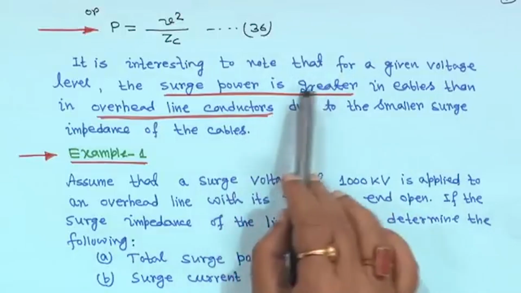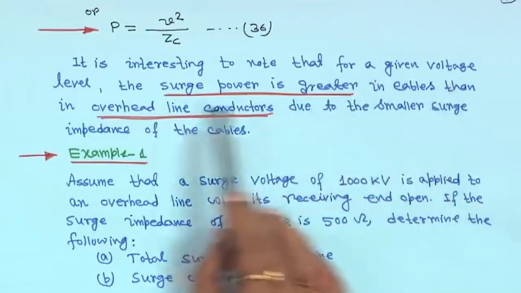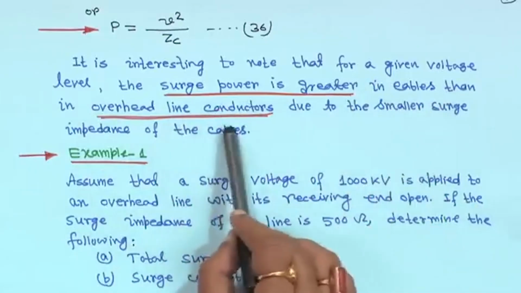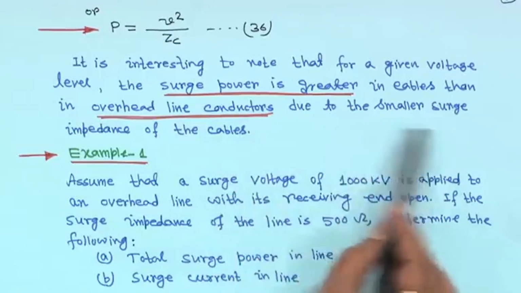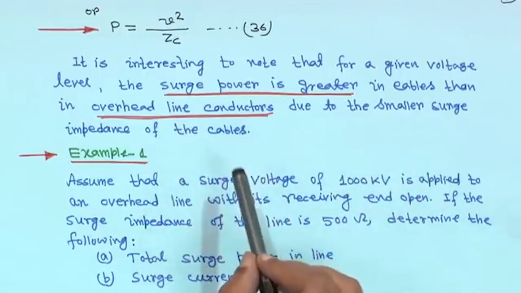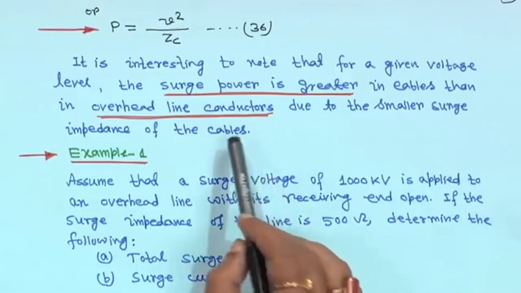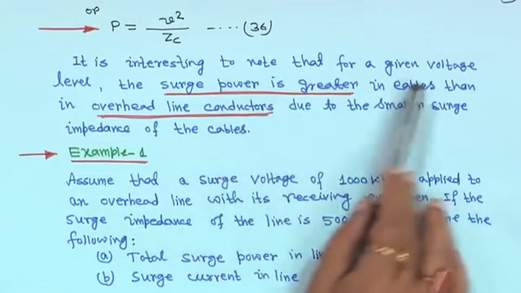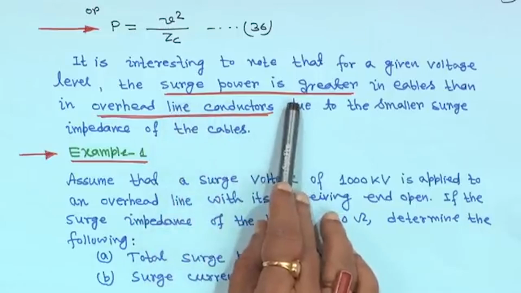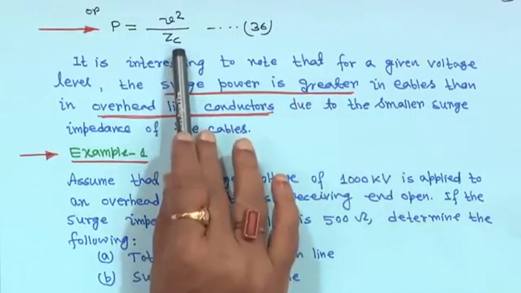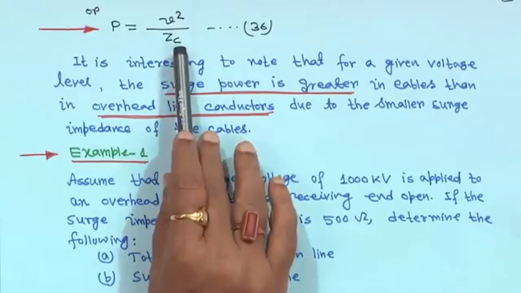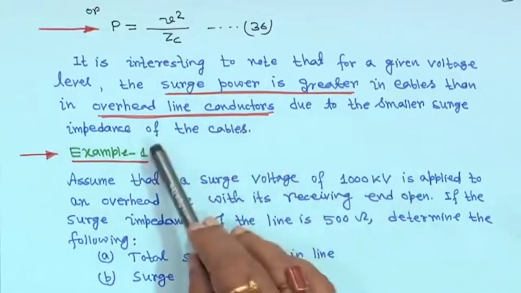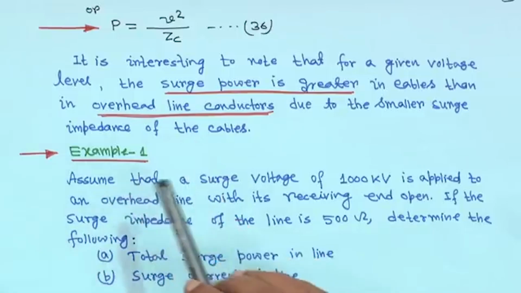Now it is interesting to note that for a given voltage level, the surge power is greater in cables than in overhead line conductors due to the smaller surge impedance of the cable. In the cable, the surge impedance is small. So, that is why for the given voltage level, the surge power is greater in cables, because your denominator is less than in overhead line conductors, due to the smaller surge impedance of the cable.